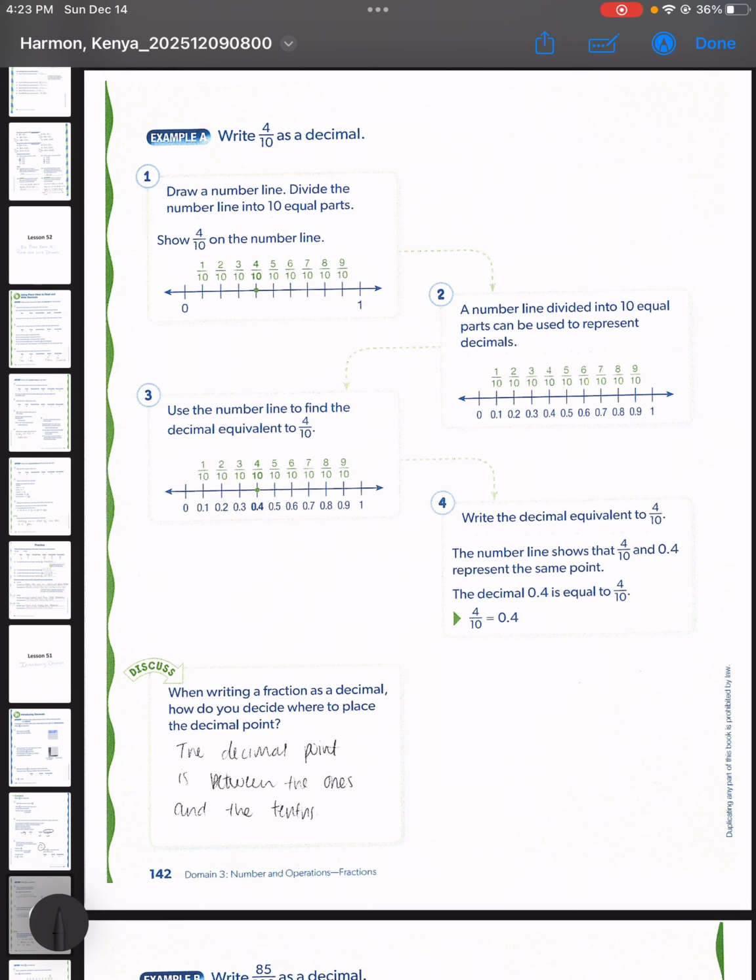In the next example, I am writing 4/10 as a decimal using a number line. So I first want to show 4/10 on that number line so I can divide the number line into 10 equal parts and then plot 4/10.